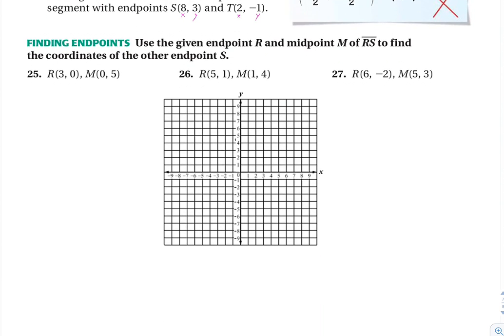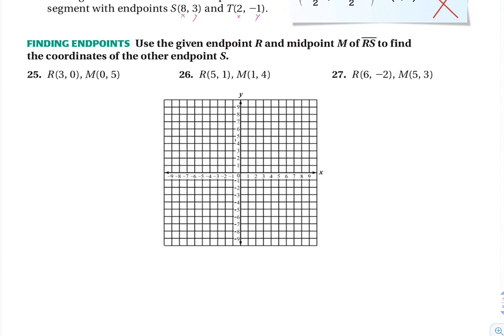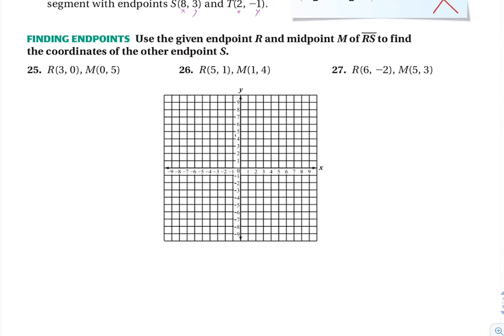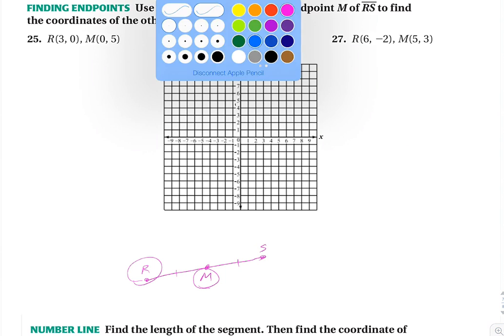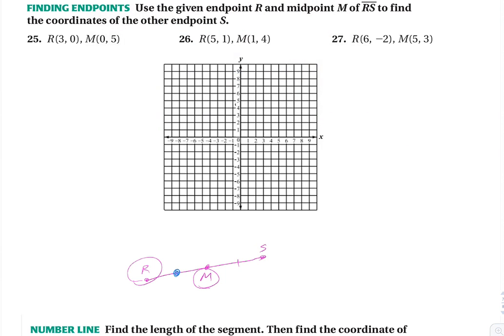Okay, so use the given endpoint, R, and midpoint, M of RS to find the coordinates of the other endpoint. So what they're really saying is, here's RS. I'm going to give you the midpoint M, so I know these are equal. So you have R and M, find S. Common mistake here is people just plug R and M into the midpoint formula and say the answer is, and they'll find the midpoint here. That's a quarter of the way. It's halfway between R and M. They'll find this, but that's not what we're looking for, right? We don't want to just shove R and M into the formula. We got to be a little more clever.